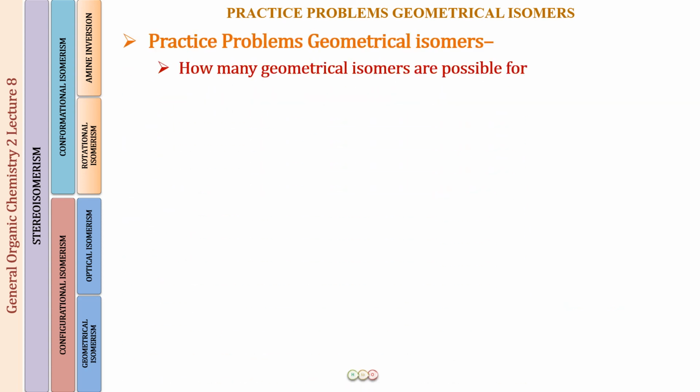So now this is going to be the last question for today. How many geometrical isomers are possible for this structure? I would like you all to pause and find the answer yourself and then look at the solution. Now, if you've done that, we will be seeing the solution.